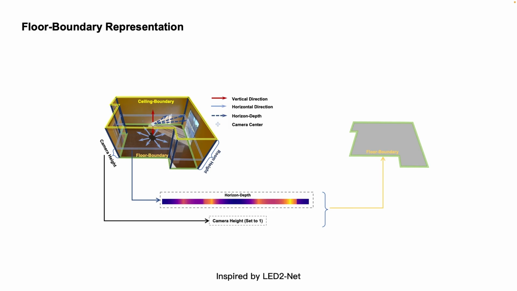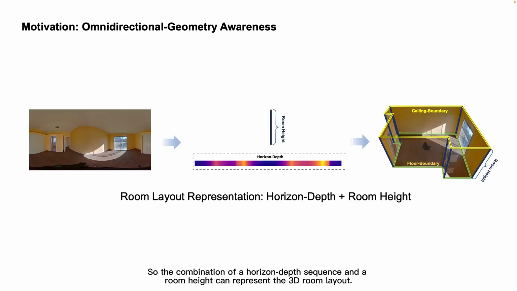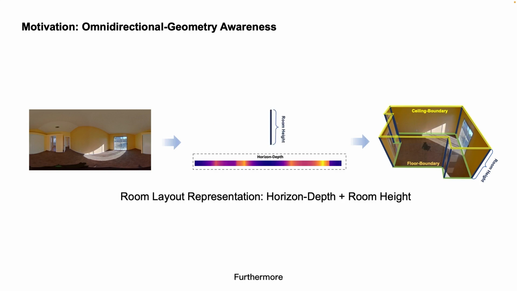Inspired by LGT-Net, we use horizontal depth to represent the floor boundary. The camera height is known, but during training, we set a scale so that the camera height is 1 and then get the horizon depth under this scale. So the combination of a horizon depth sequence and room height can represent the 3D room layout.